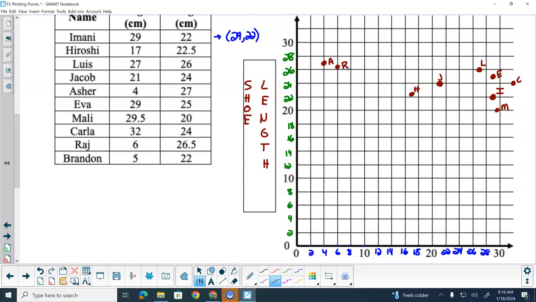Point two up. Go to the right, point two up. Right over there.